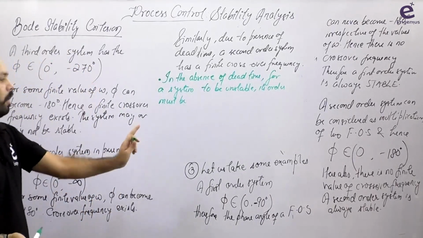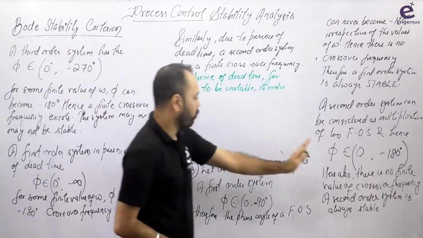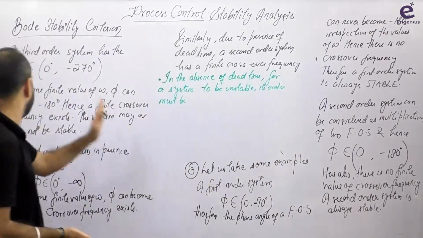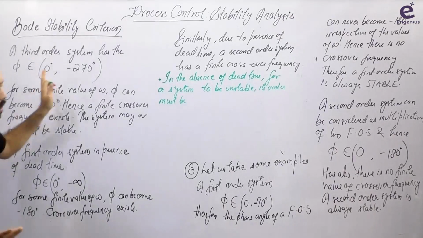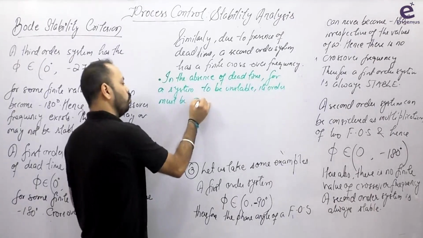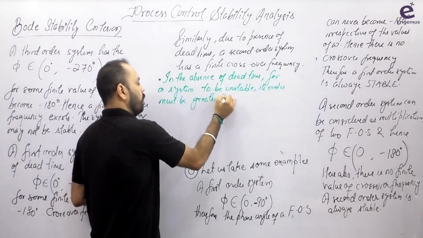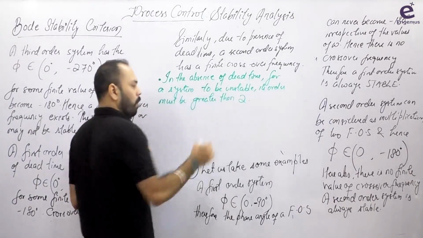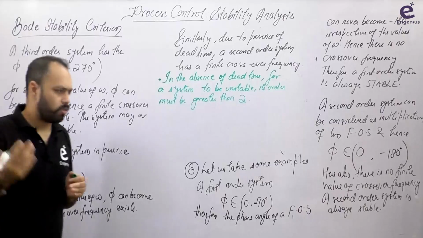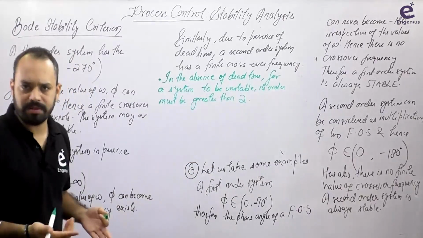In the absence of dead time, for a system to be unstable, its order must be 3 or more, meaning greater than 2. Because in the absence of dead time, if the order is 2, you can see there was no crossover frequency, so it is 100% stable.